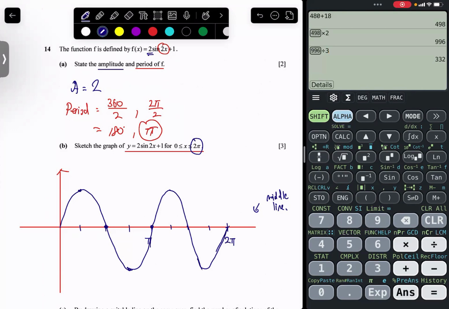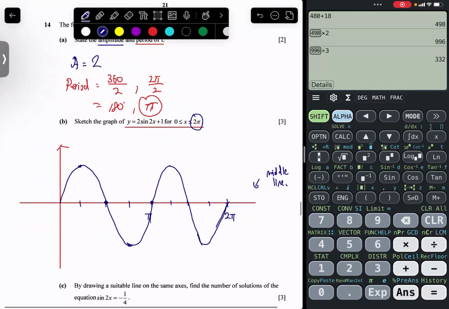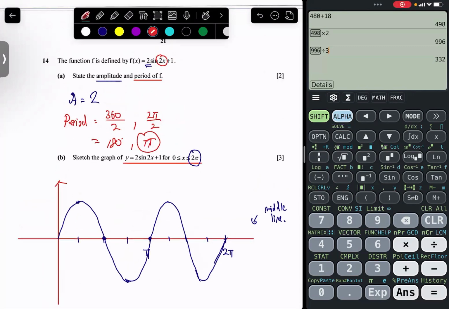Now, what is the maximum and what is the minimum? 2 plus 1, the maximum is actually 3. The minimum is negative 2 plus 1, which is negative 1. This is the middle line, which is 1. The actual x-axis is actually below. This is my actual x-axis, and this is my y-axis.